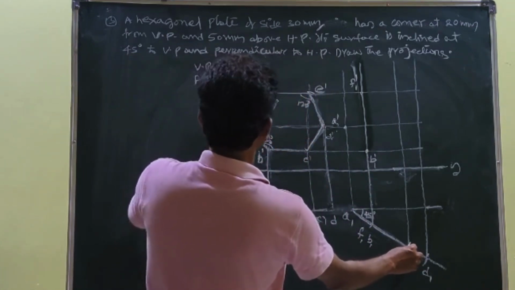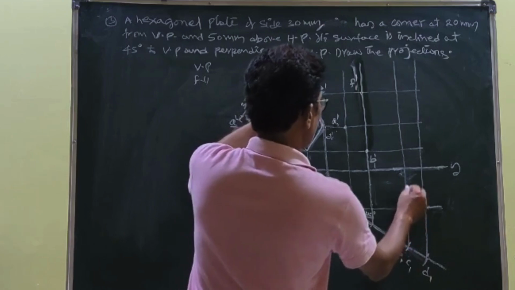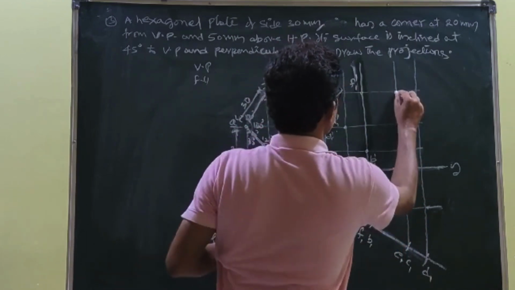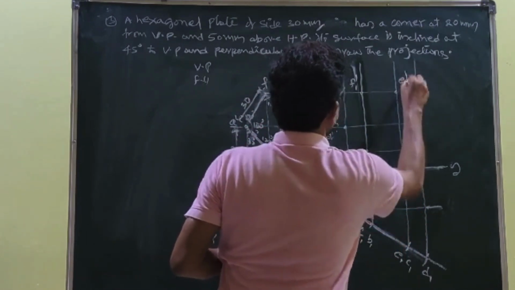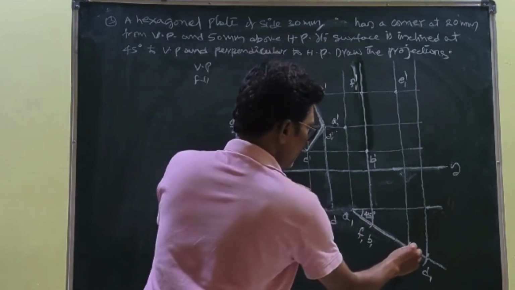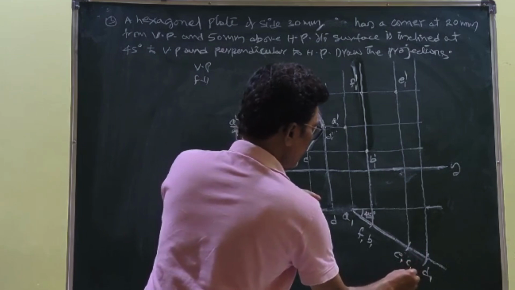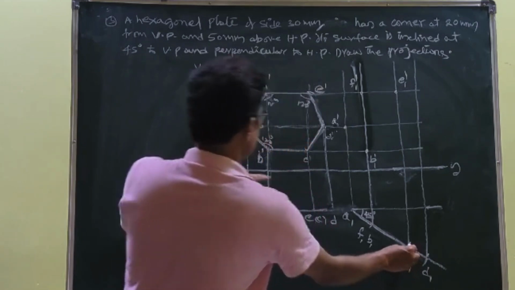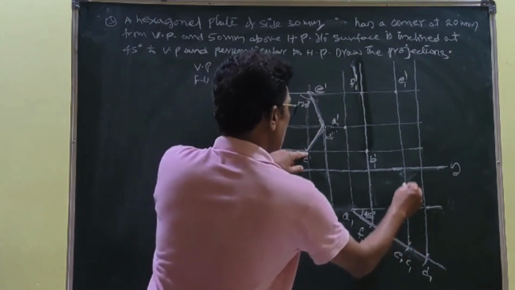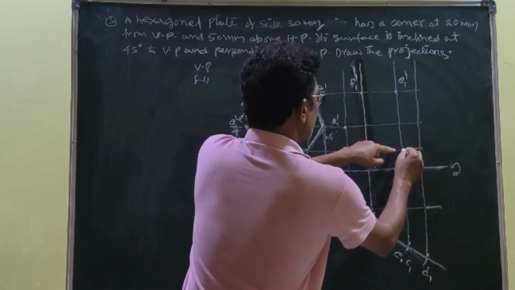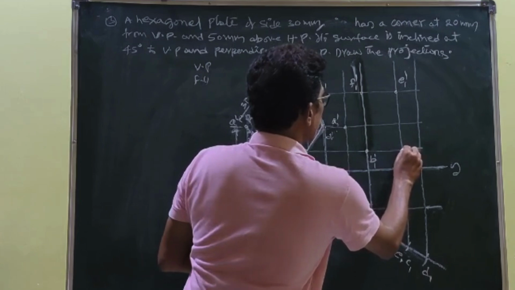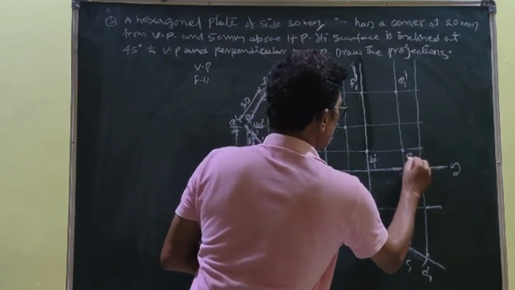Where is E1? This is the E1. So this is the vertical projector, the horizontal projector. This is the point. This is the E1 dash. The same point C is also there. C1. Where is C1? This is the C1. So this is the vertical, this is the horizontal projector. So they met at this point. So this is the C1 dash.